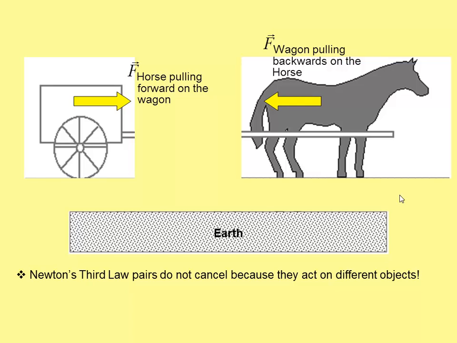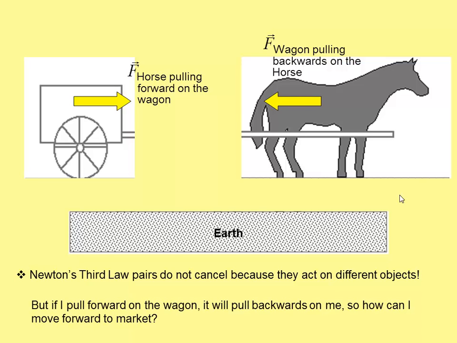However, look at the diagram. If I pull forward on the wagon, it will pull backwards on me. So how will I end up moving forward to market? Oh. So the horse is again using something that's true, trying to question the farmer here. So I pull forward on the wagon, it pulls backwards on me.